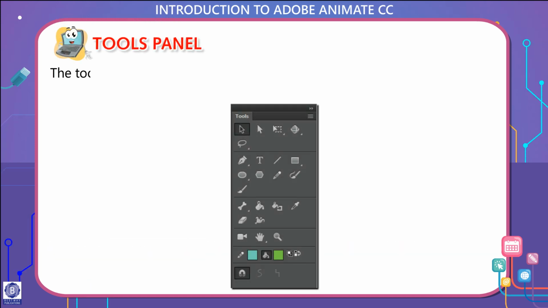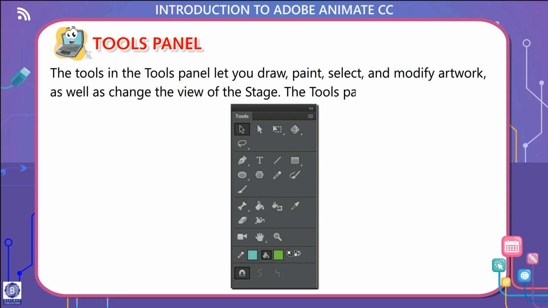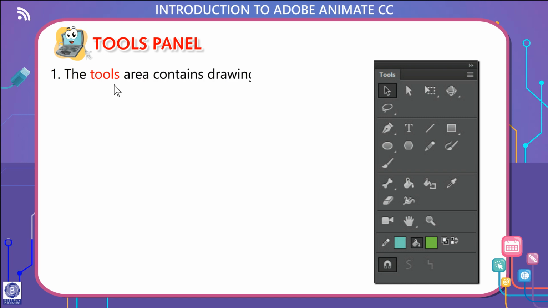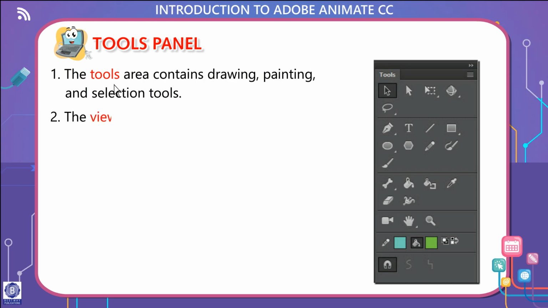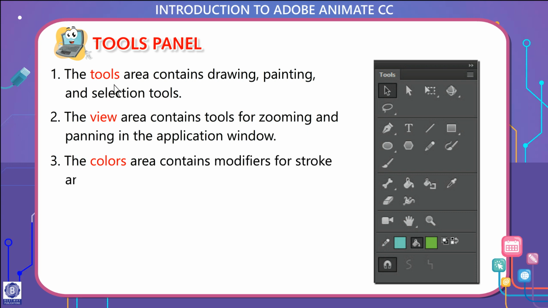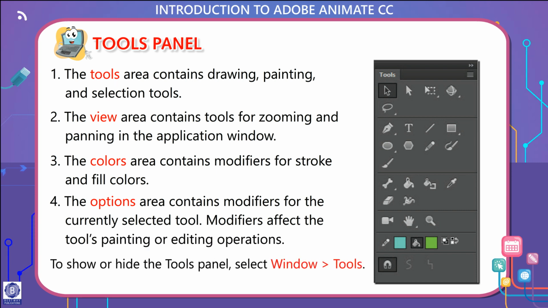Tools panel. The tools in the Tools panel let you draw, paint, select and modify artwork as well as change the view of the stage. The Tools panel is divided into 4 sections. The Tools area contains drawing, painting and selection tools. The View area contains tools for zooming and panning in the application window. The Colors area contains modifiers for stroke and fill colors. The Options area contains modifiers for the currently selected tool. Modifiers affect the tool's painting or editing operations. To show or hide the Tools panel, select Window and go to Tools.